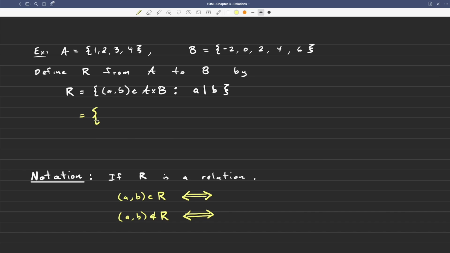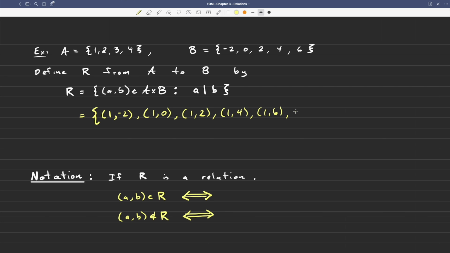Okay, so the first components of these ordered pairs have to lie in A. So what ordered pairs can have 1 as their first component? Well, 1 can be a first component if 1 divides something in the second set, B. So does 1 divide -2? Well, yeah. In fact, 1 divides every integer. You get 1 comma -2, because 1 divides 0, you get 1 comma 0. You get 1 comma 2, 1 comma 4, and 1 comma 6.